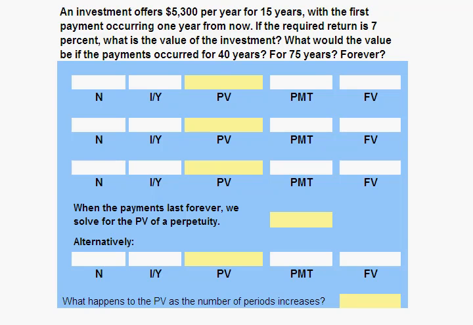A constant payment for a set period of time is an annuity, and let's consider the value of a $5,300 per year annuity for 15 years. We'll begin by entering 15 for n, the number of periods. I, our required return, is 7%. We will enter $5,300 as the annuity payment, and at the end of the annuity there is nothing left over, so we will enter 0 for the future value.